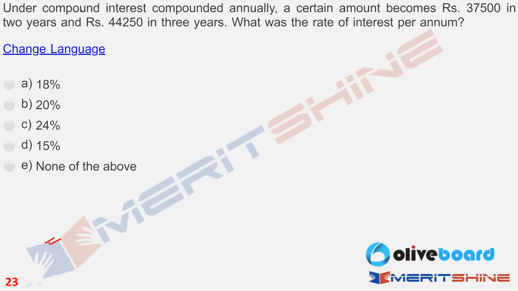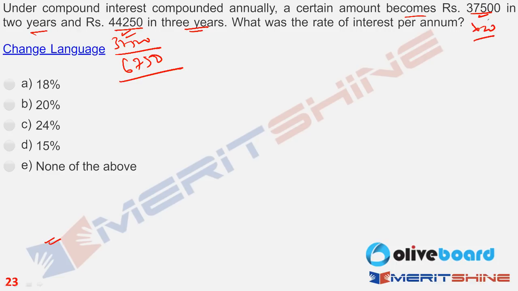Okay, under compound interest compounded annually, a certain amount becomes 37,500 in 2 years and 44,250 in 3 years. That means this amount compounded in 1 year becomes 44,250. So what is the difference here? From 37,500, what am I getting here? This is 6,750. So basically 6,750 is what percent of 37,500? That is what they are asking you.